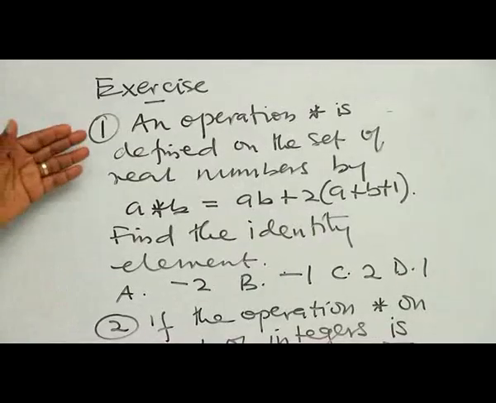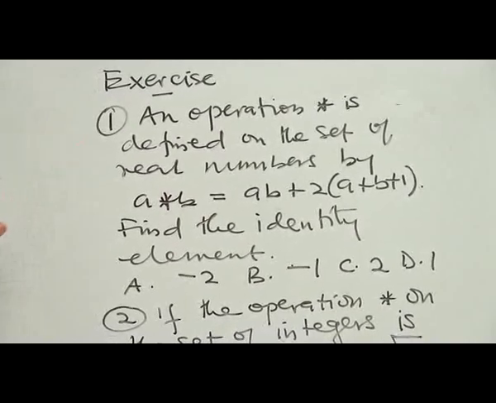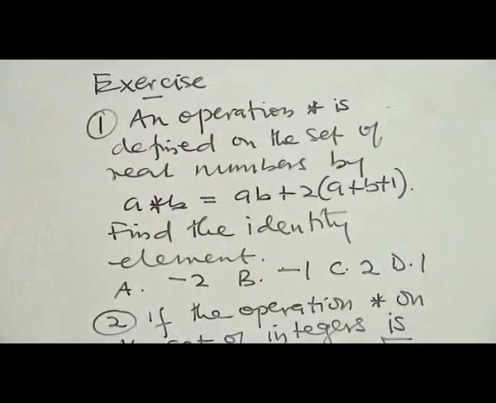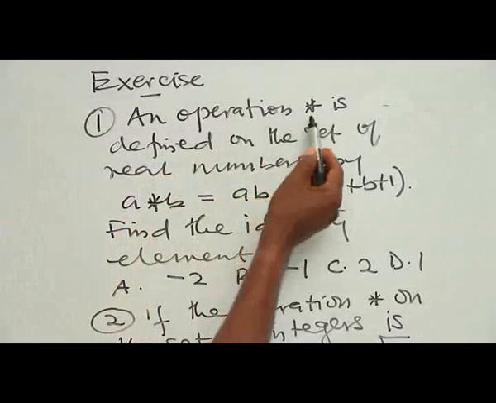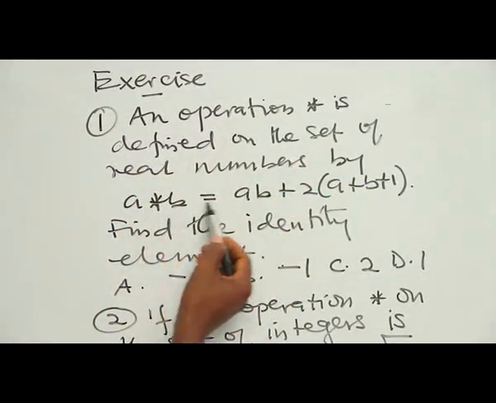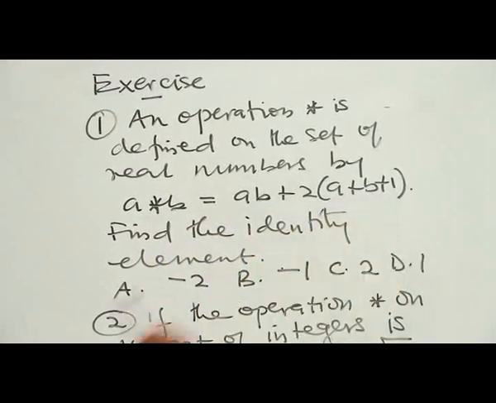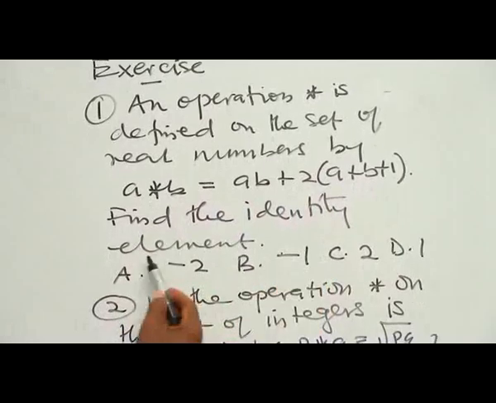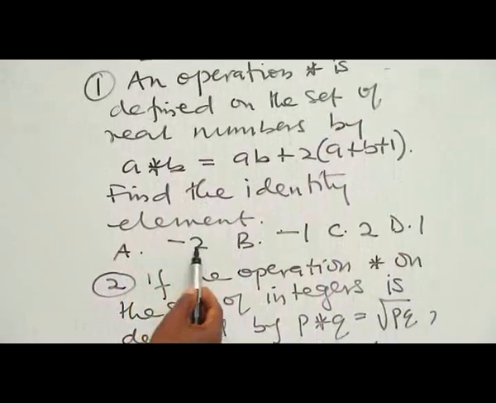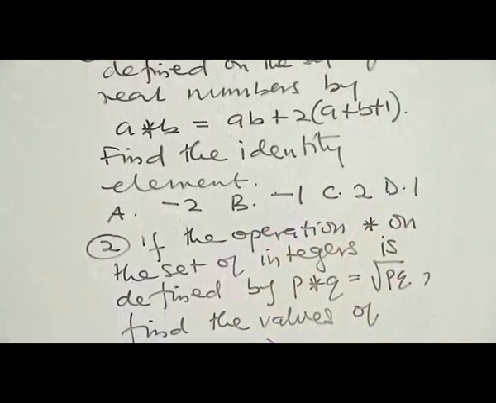Here are the exercises on binary operations. Number 1, an operation star is defined on the set of real numbers by A star B equal to AB plus 2 into A plus B plus 1. Find the identity element. A minus 2, B minus 1, C 2, D 1.